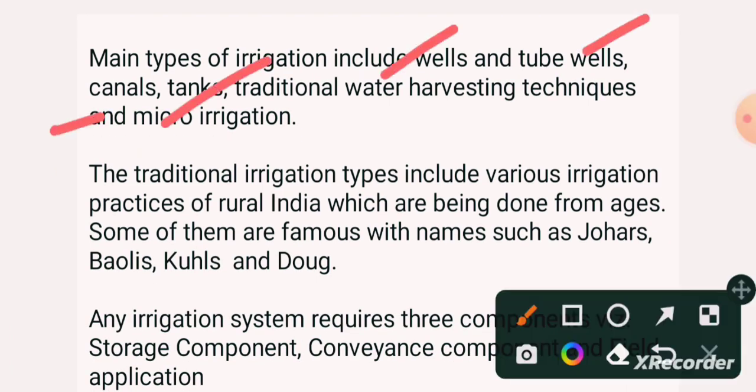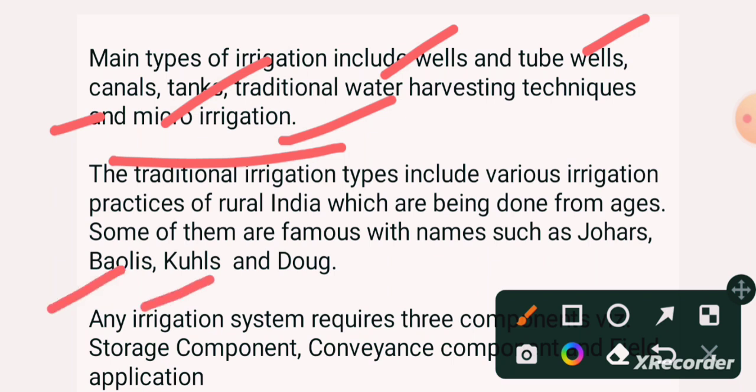The main types of irrigation include wells, canal, tank, traditional water harvesting techniques, and micro irrigation. The traditional irrigation types include the irrigation practices of rural areas, which have been done from ages. That means traditional irrigation systems are still used in some areas of the country, and these traditional types of irrigation have been used by farmers for a long time.